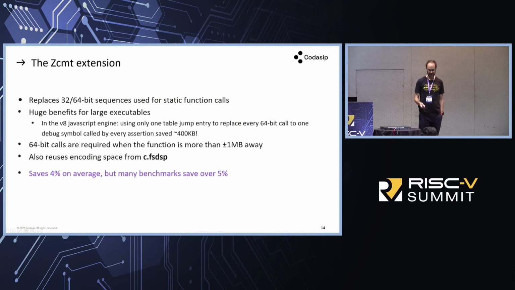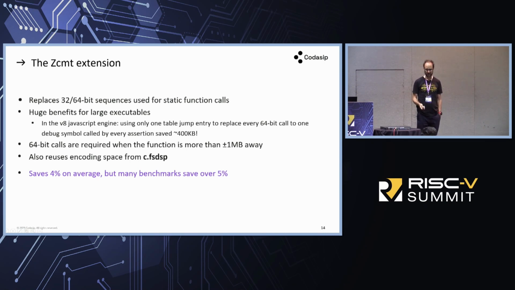OK, moving on to table jump. So the idea is that you have a table of your function pointers in memory, and then when you want to jump to them, you have a 16-bit encoding with the table index, and then you jump to the target from the table.